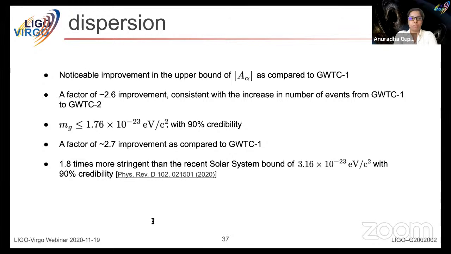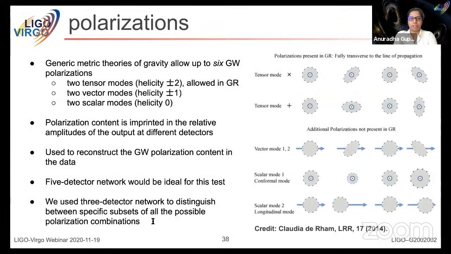So this was all about the dispersion. Let's talk about the polarization content in the next slide. Generic metric theories of gravity can allow up to 6 gravitational wave polarizations. This includes 2 tensor modes with helicity plus minus 2, which are also the only modes allowed in GR. It also contains 2 vector modes with helicity plus minus 1 and 2 scalar modes with helicity 0.